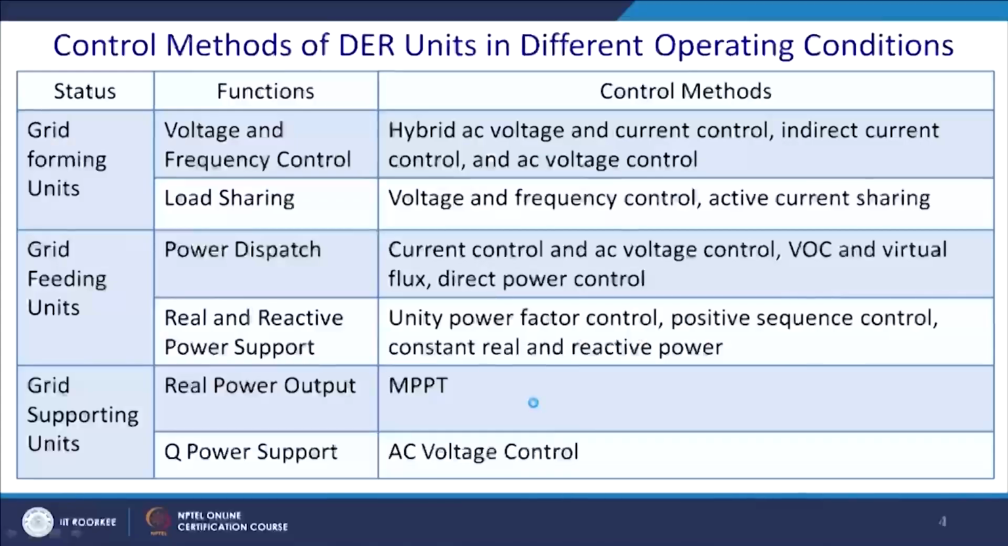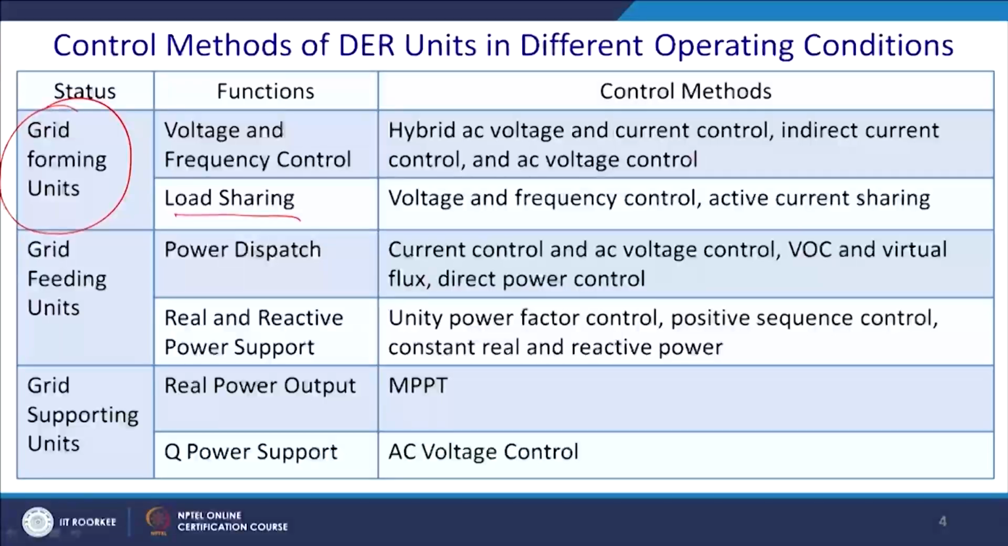So, let us see the overall functioning of the microgrid with the grid interaction. These are the grid forming units. Their functions are voltage and frequency control, and sometimes load sharing, hybrid AC voltage and current control, indirect current control and AC voltage control. These are the different kinds of control we may use.